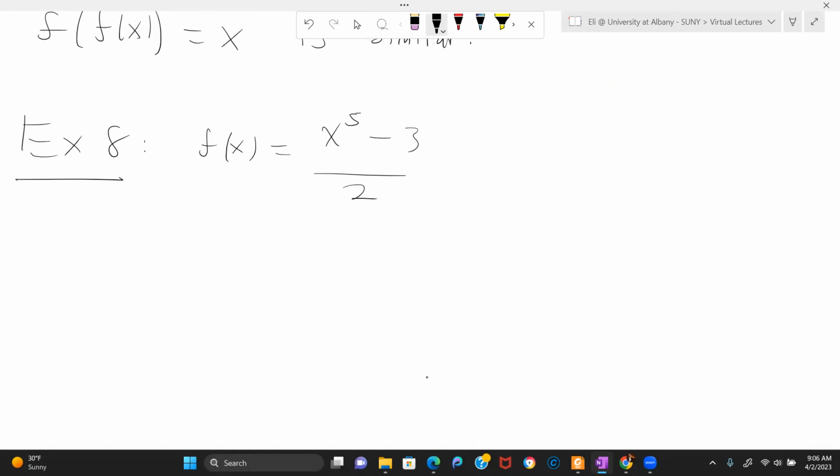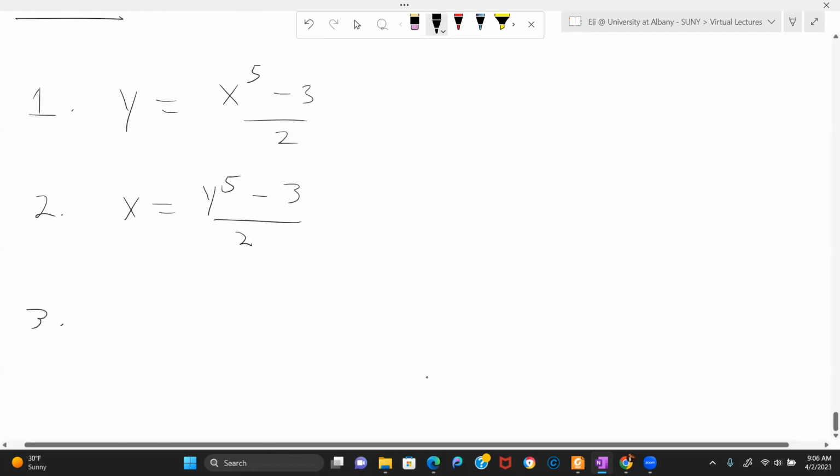So what we want to do is find the inverse. We're going to set y equal to f of x, which is (x to the 5th minus 3) over 2. Now we're going to swap x and y. So we're going to get x equal to (y to the 5th minus 3) over 2. And now we're going to solve for y in terms of x, and that will give us the inverse.